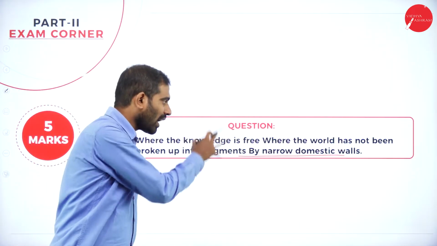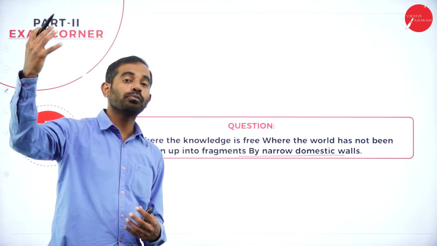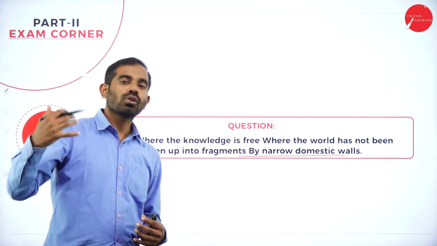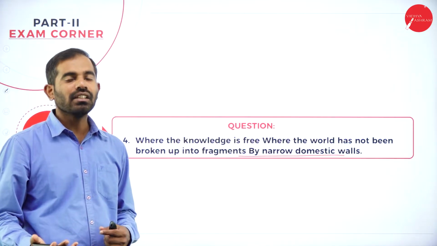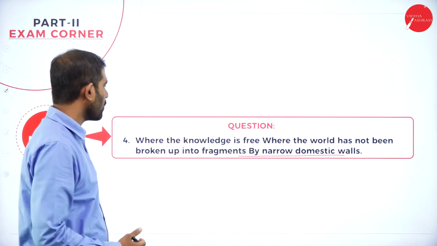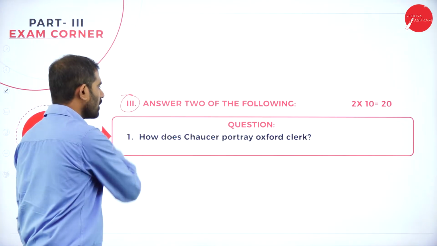This entire poem is a sort of invocation, a prayer where he is trying to pray to God to bless the people of India so that they can attain the freedom. So that is about the fourth question here. Now let us move on to the third section.